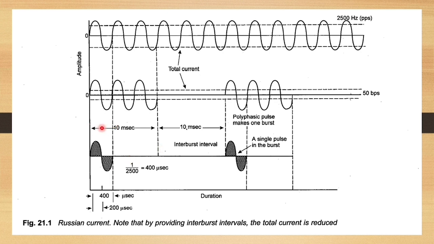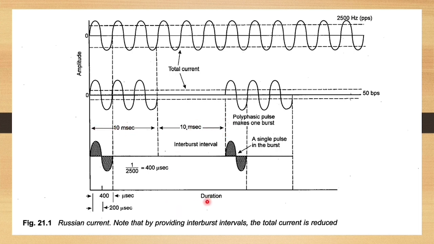And you will be having 10 milliseconds of on and 10 milliseconds of off. So the ratio of on to off period is 1 to 1, and a 50% duty cycle will be there. The 10 milliseconds off is the interburst interval, the interval between bursts, that is the rest period. Interburst interval means your rest period, that will be 10 milliseconds. The ratio of on period to off period is your duty cycle, that will be 50%, 1 by 2.